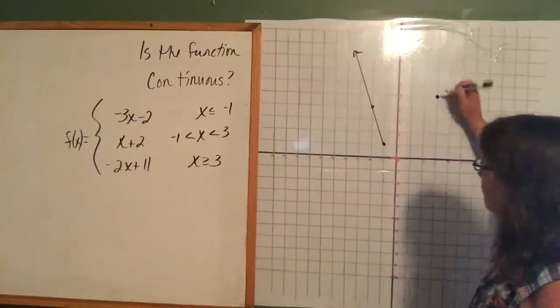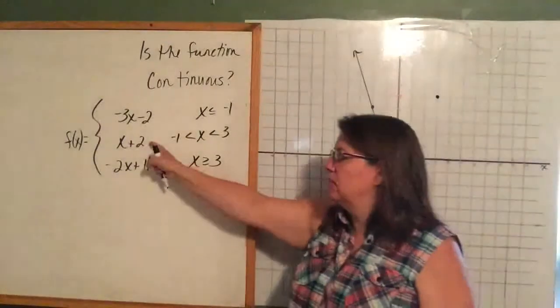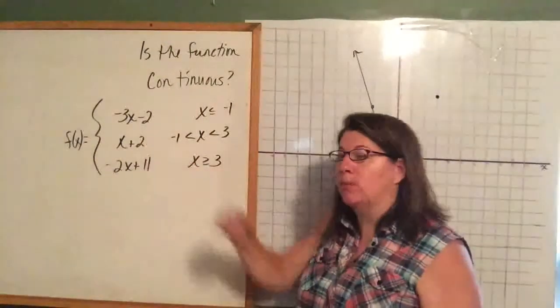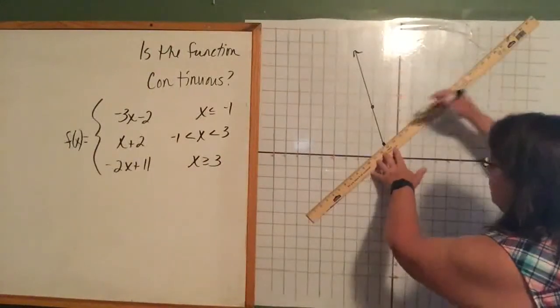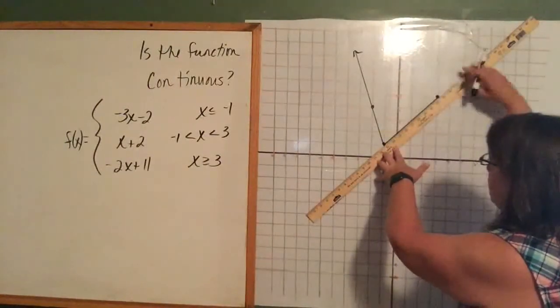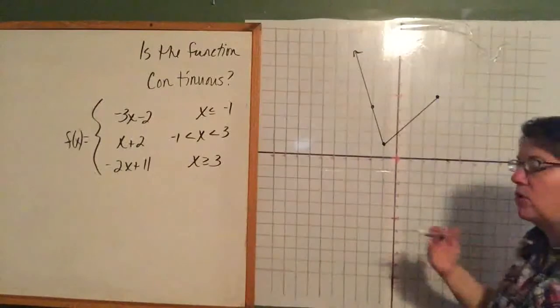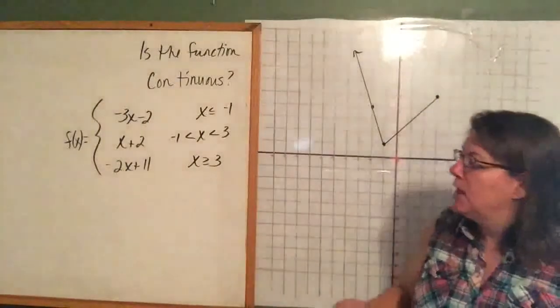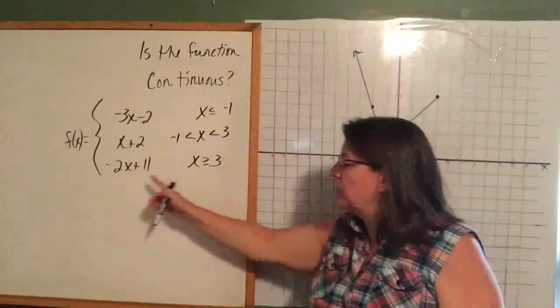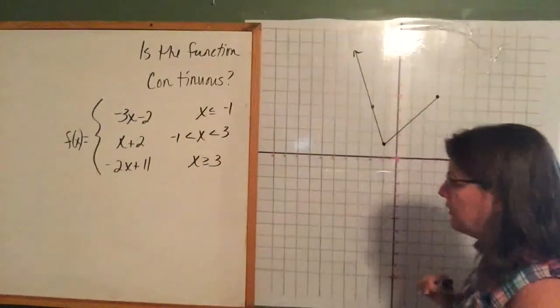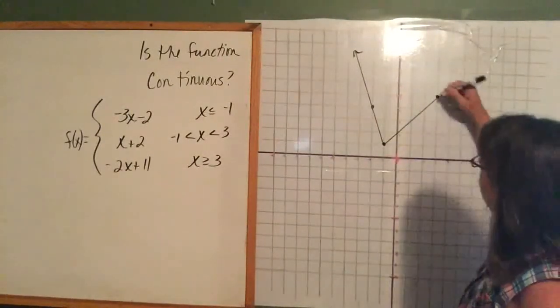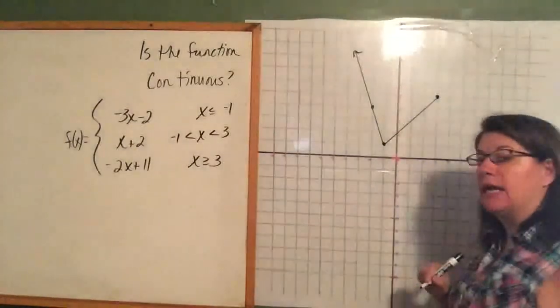Now, since this function is linear, it's just in y equals mx plus b form, I know that I just draw a straight line from each of those endpoints. So there's the second portion. So far, it's continuous. And then for the last one, if I plug 3 in, -2 times 3 is -6, plus 11 is 5. So at 3, I'm at 5. Okay, so that's the same point again, same ordered pair.